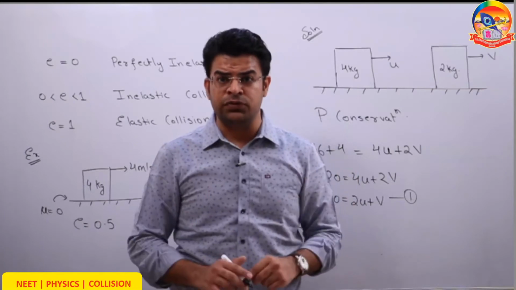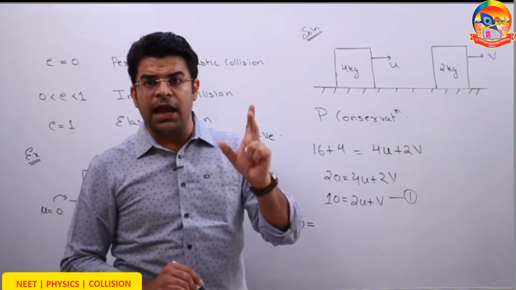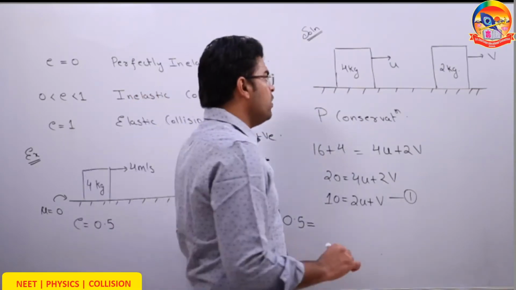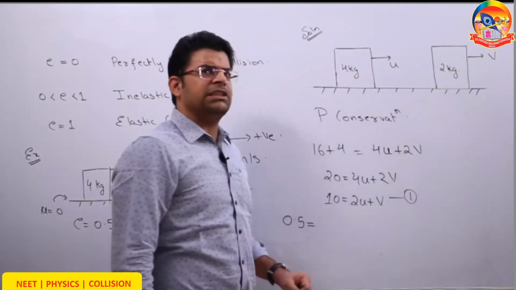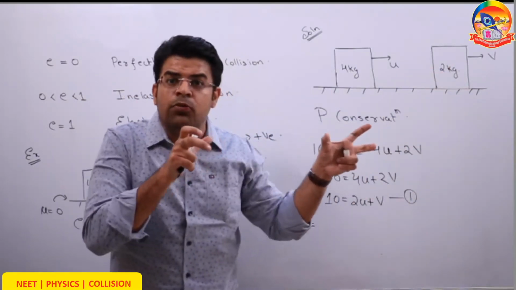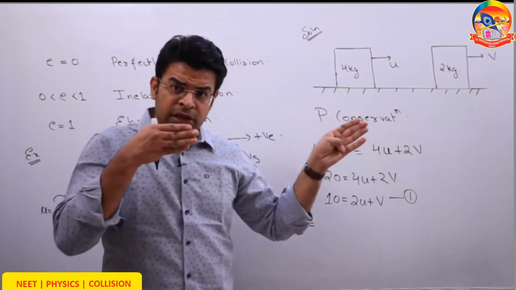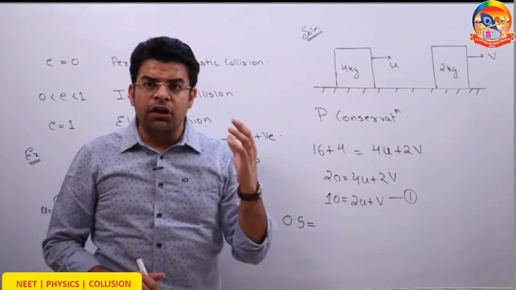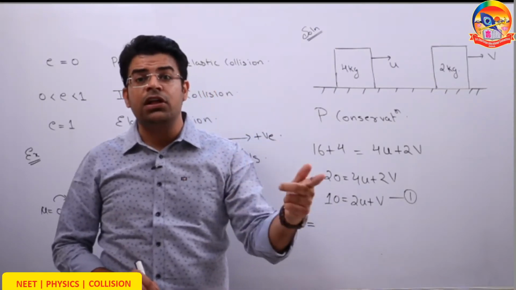Students are always confused. So beta, understand, it's called velocity of separation: the rate at which the separation increases after the collision. Now look at this velocity v. After collision, is this velocity v trying to increase the separation or decrease the separation? This velocity v of the block of mass 2 kg is trying to move them away. This velocity u of the block of mass 4 kg is trying to decrease the separation between them. So what is the velocity of separation? Velocity of separation is the rate at which the separation between the bodies increases after the collision.